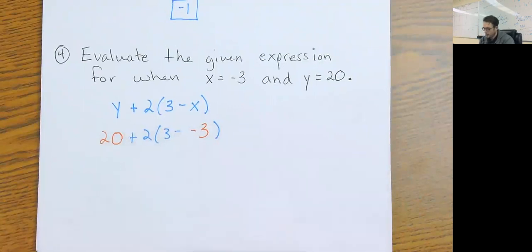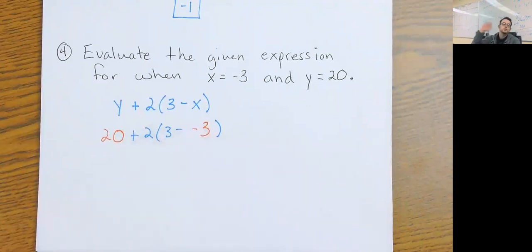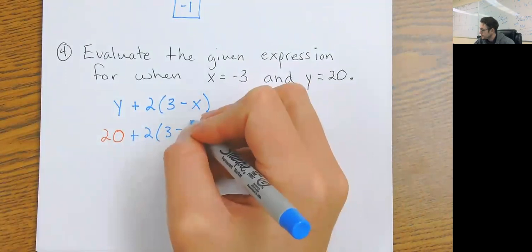Now, whenever you substitute in a negative number, I would like you to put parentheses around that substitution.